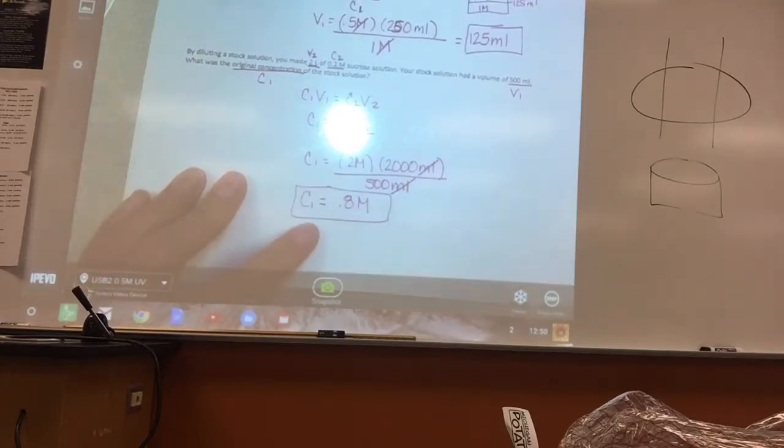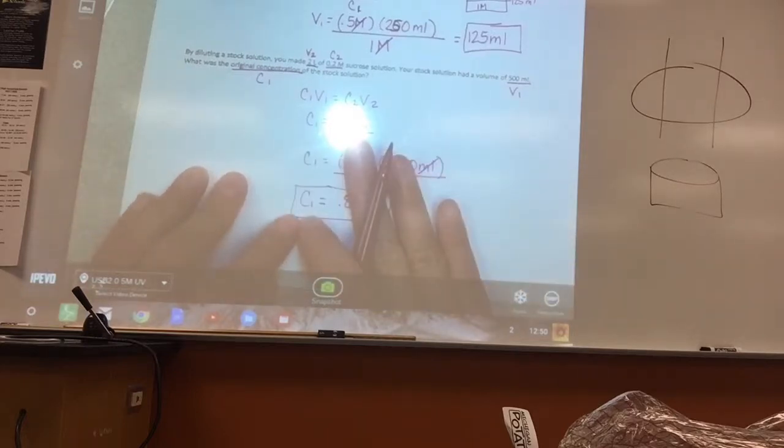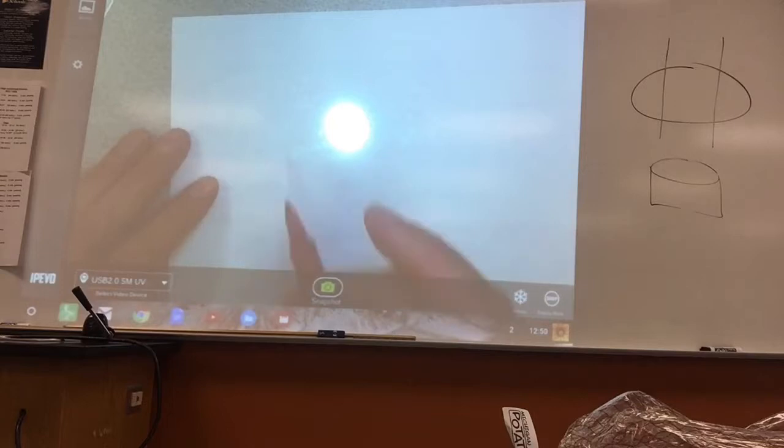So they took that and diluted it. Alright, so that's that. Any questions on that? Now we're going to relate it to our lab. So maybe turn it over, and we're going to give you a problem that we're going to apply to our lab.